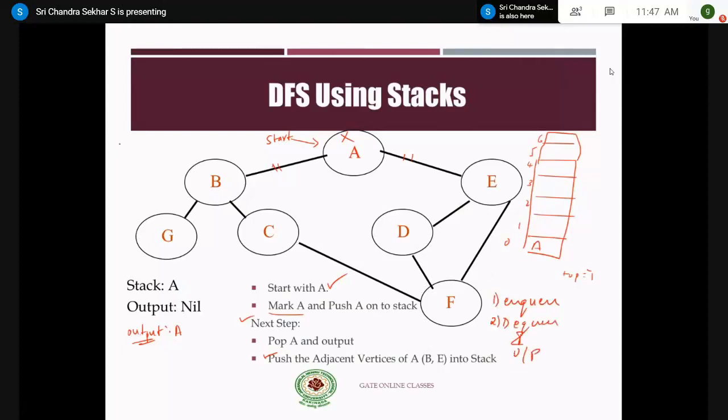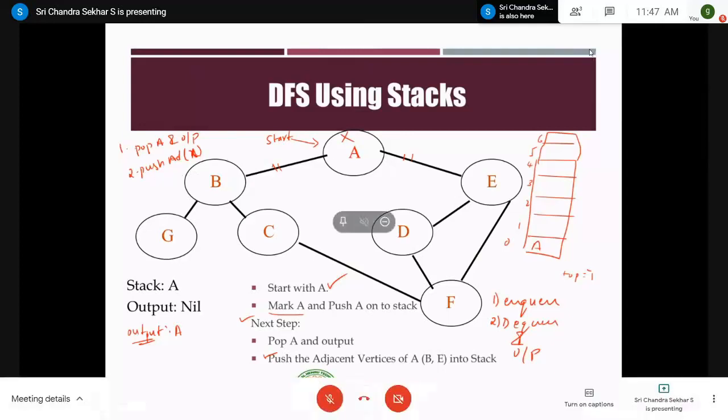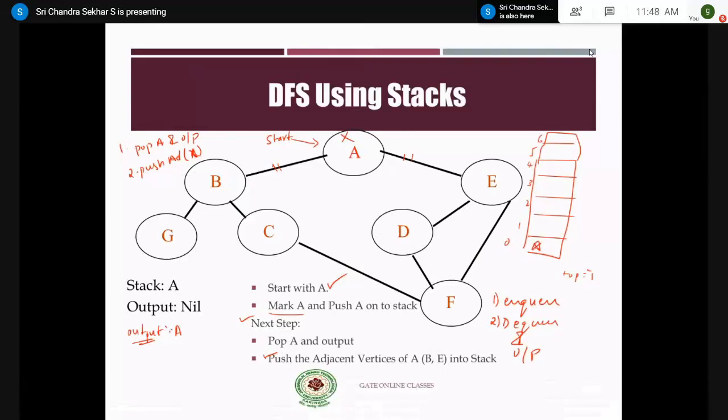Here what you are following is: pop A and output, and the second step is push the adjacent vertices of A, or of some X. So pop and output, and then push only the unvisited adjacent vertices. Remember, every concept is similar to that of BFS except the way you traverse the nodes is different. So you popped A and outputted it, and then you have to push the unvisited adjacent vertices. Both B and E are unvisited, therefore you can traverse in any direction.